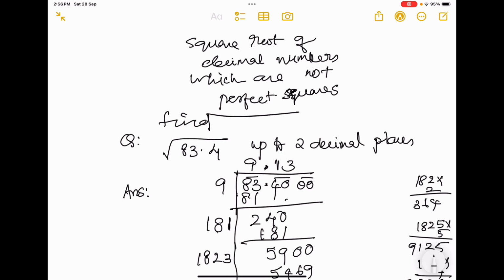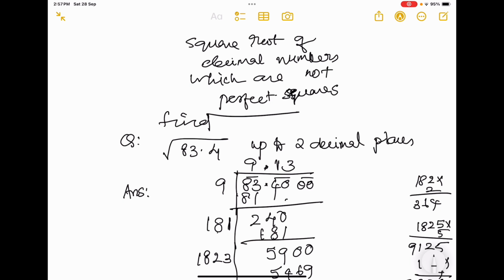Then put the decimal. The next is the decimal. So put the decimal in the quotient and bring down the next group, 40. Don't write the decimals in the calculations. You write this only in the quotient. Then bring down 40. Then write twice of 9, that is this quotient, on the left side of 240, that is 18, and leave the place for one digit also.